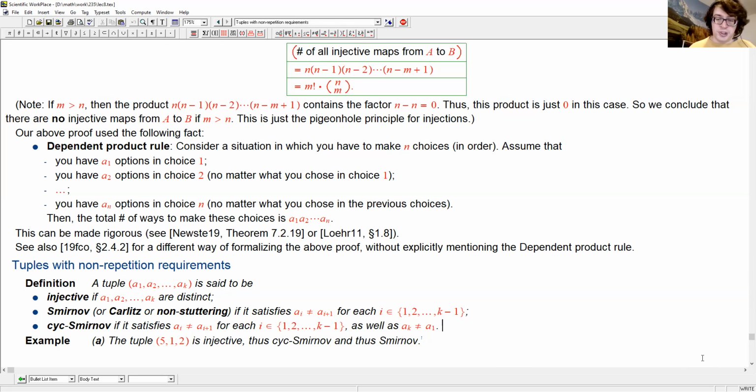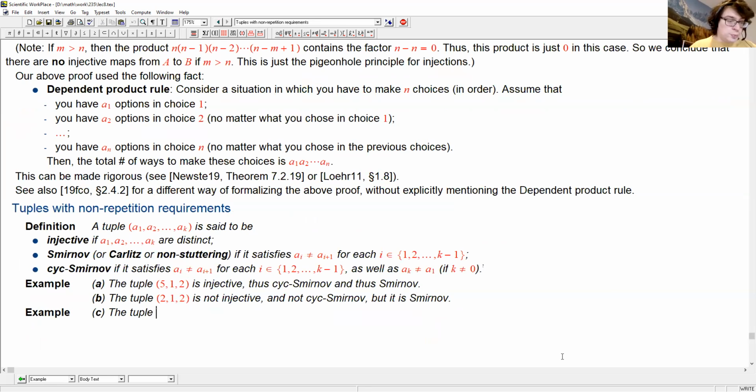Okay, I should probably require that k is not 0 here. Otherwise, it's not clear what the first and last entry are when there's no entries to begin with. The tuple 212 is not injective and not cyclically Smirnov, but it is Smirnov.